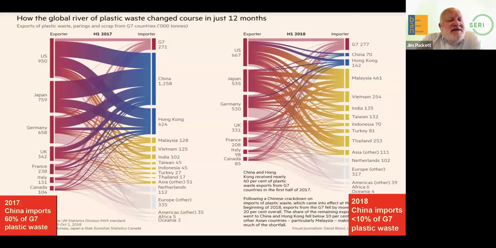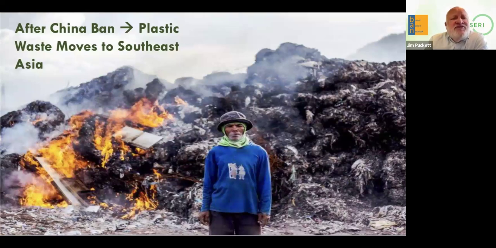As you can see on the left-hand side, in 2017, before the National Sword policy of China banned the imports, they were getting 60% of the G7's plastic waste flowing into China and Hong Kong. After the National Sword in 2018, they were getting less than 10%. You can see it started flowing to countries like Malaysia, Vietnam, India, Taiwan, etc. And that's what happened. After the Chinese National Sword went into effect, the plastic waste primarily moved to Southeast Asia.